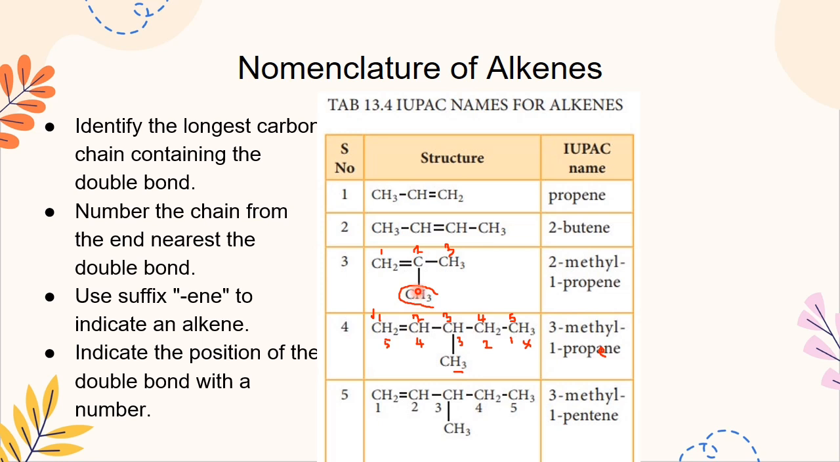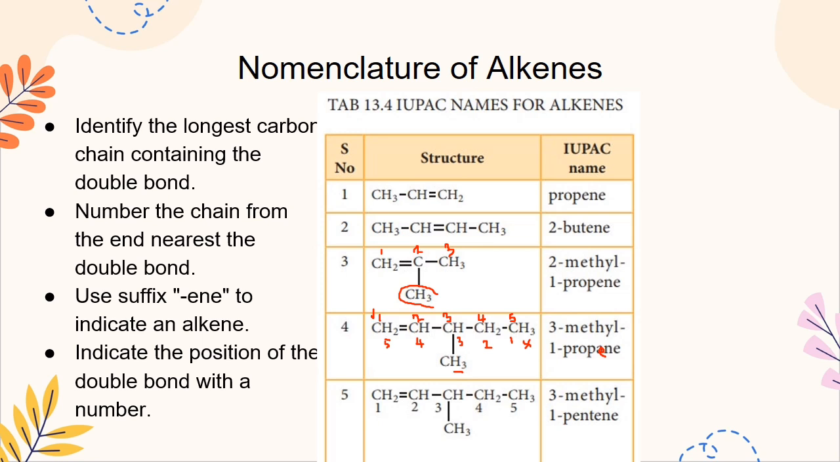Now, looking at this, the double bond is centralized, so I can start my numbering anywhere. If I start from here, it's actually the same. So I can have this be carbon 1, this 2, and this 3. Okay, and that's why we have it.